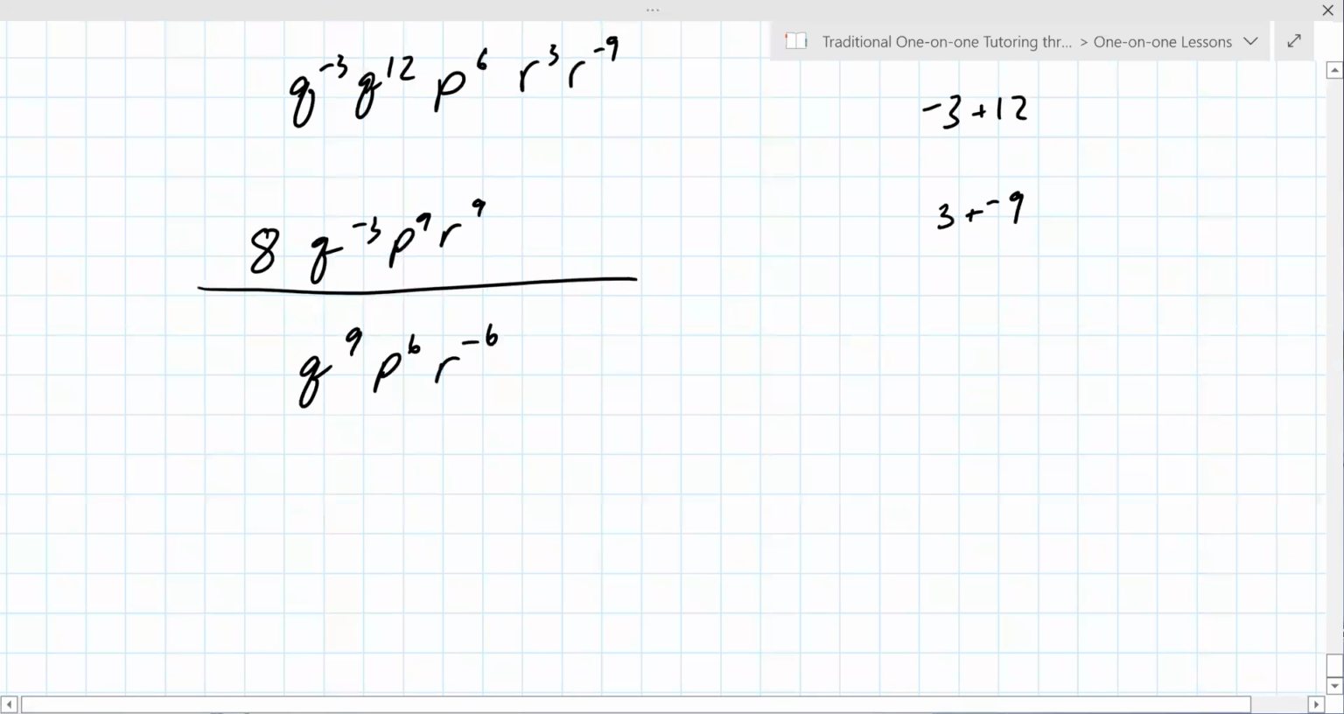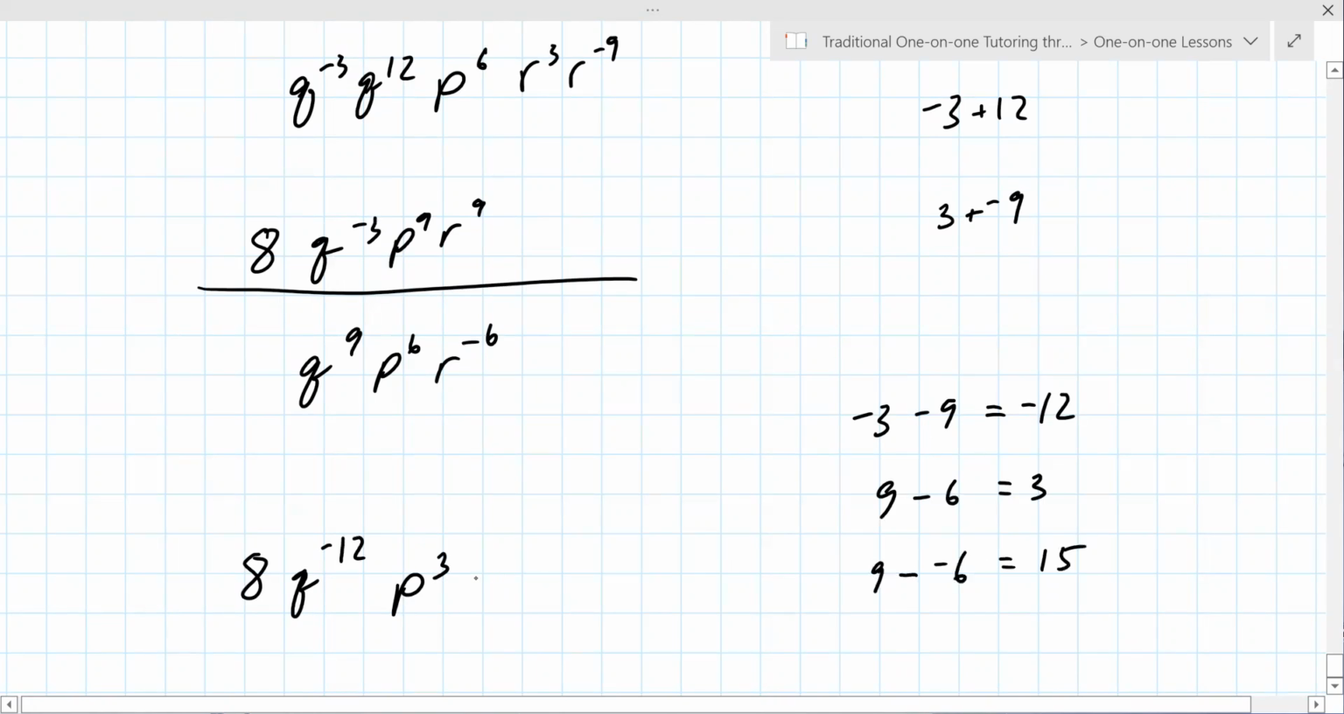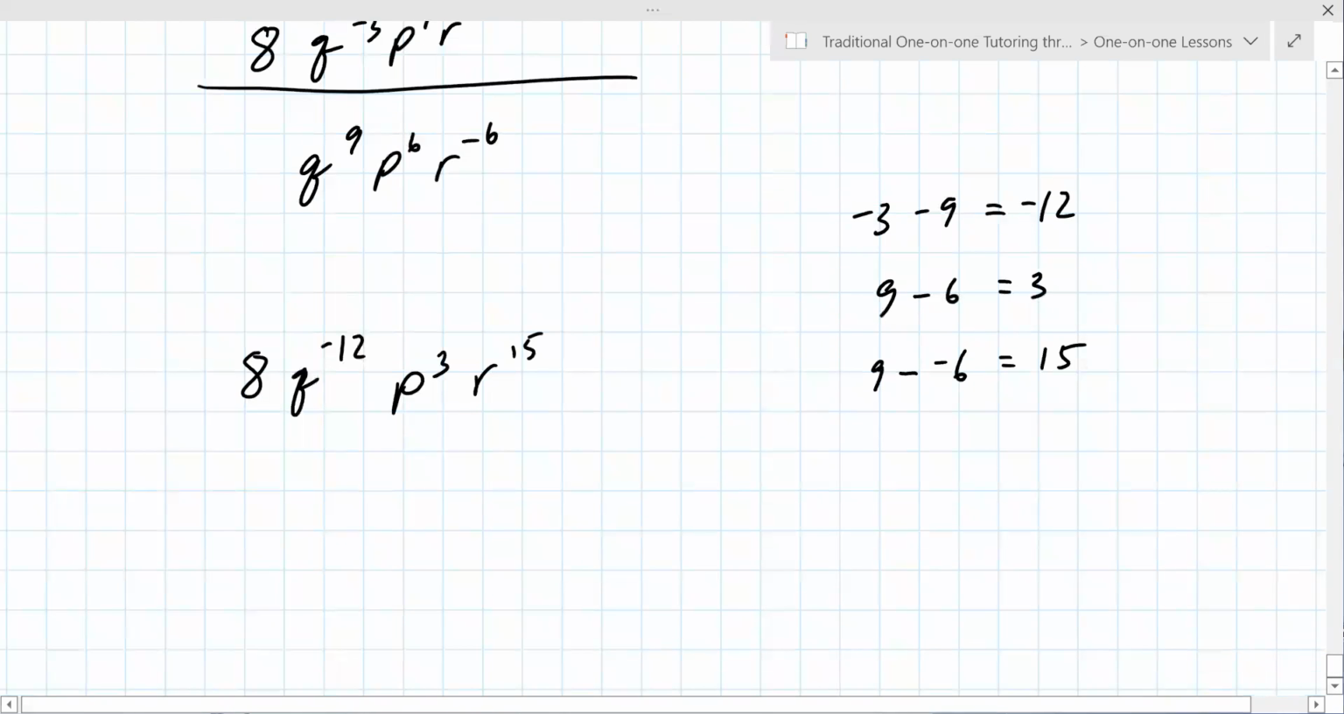So now you've got 3 separate problems here. Minus 3, minus 9 for the Q, that's minus 12. Because you're dividing goes up top. 9 minus 6 is 3 for the P. Last one is 9 minus a minus 6, which is 15. R to the 15. And then the final step here, you move that one with the negative exponent down to the bottom. 8p cubed R to the 15th over Q to the 12th.